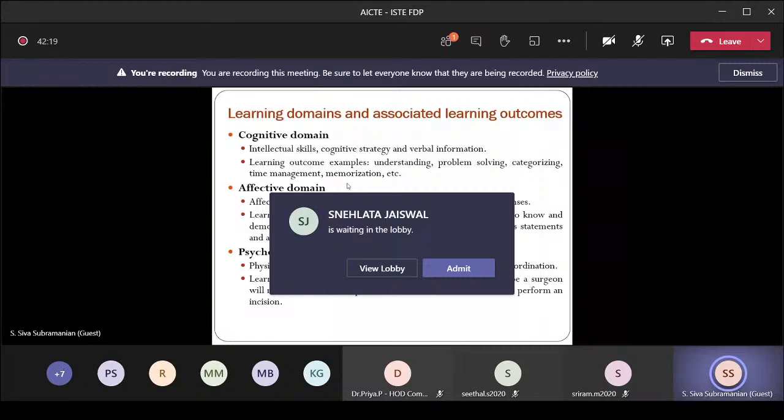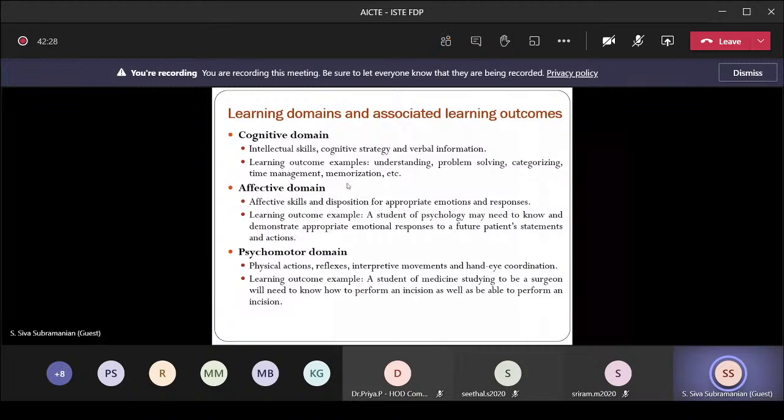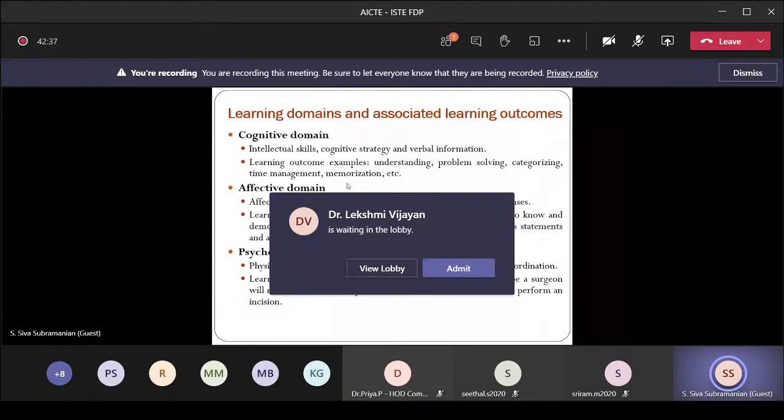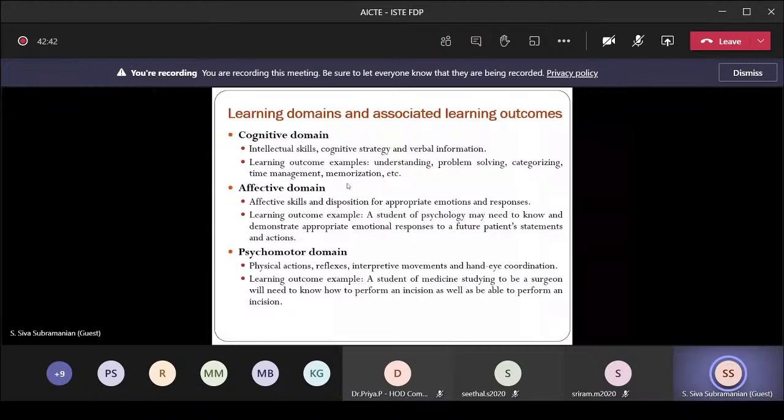That's where I say the learning outcome example is: a student of psychology may need to know and demonstrate appropriate emotional responses to future patient statements and actions, right? You might have a patient in the future and he might come out with some statements to you. As a psychologist, you should be in a position to understand his statement, standing in his shoes, and then provide him a response. So it's not about your mind, it's about your connectivity with the patient on the emotional background. That's what the affective domain is all about.